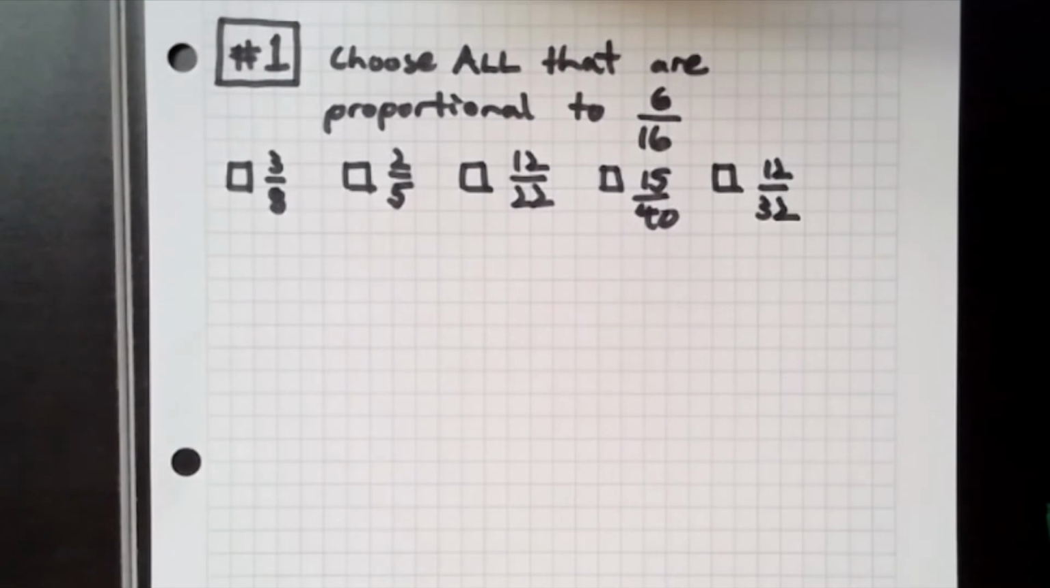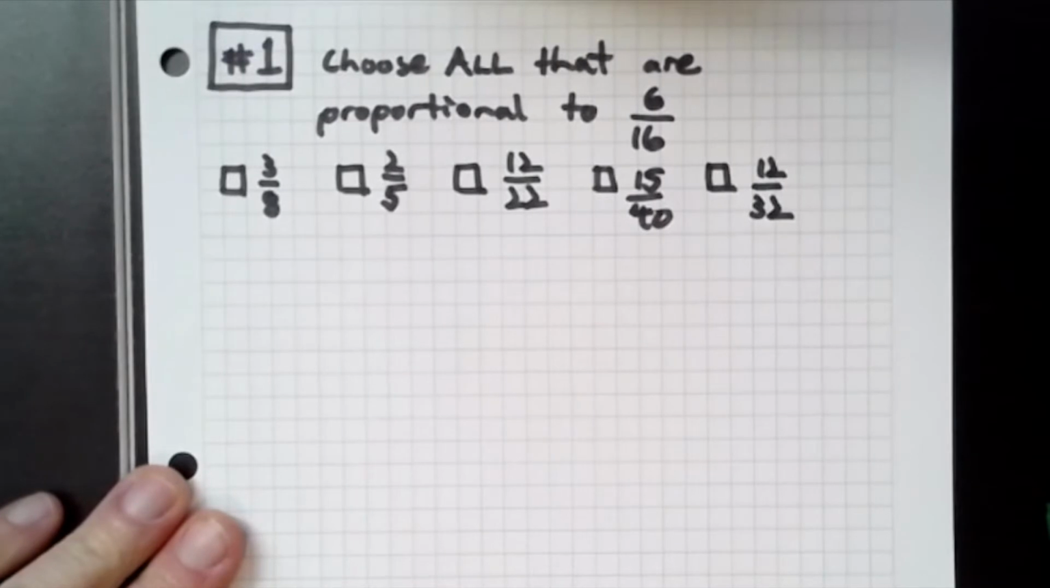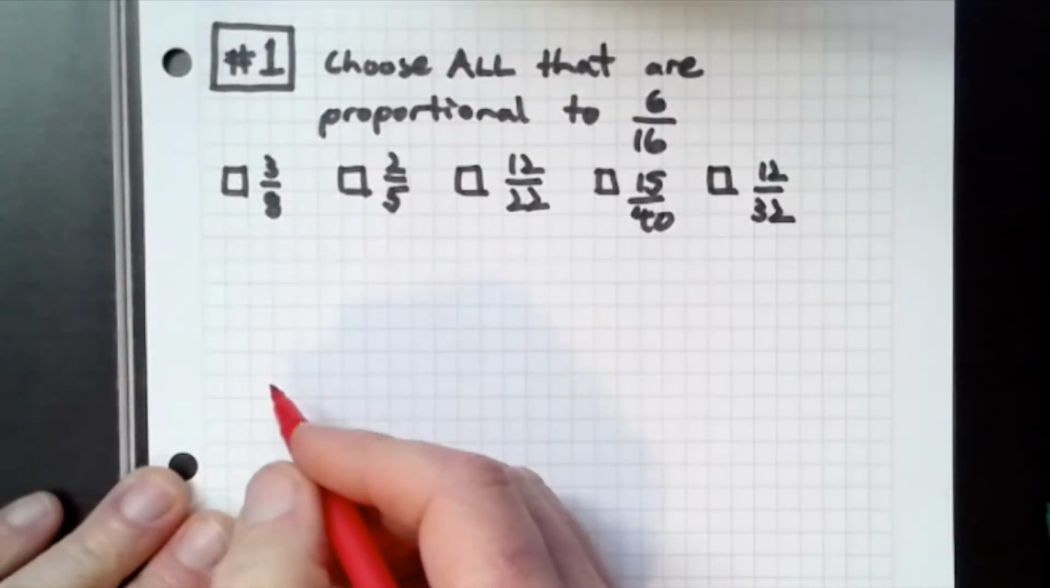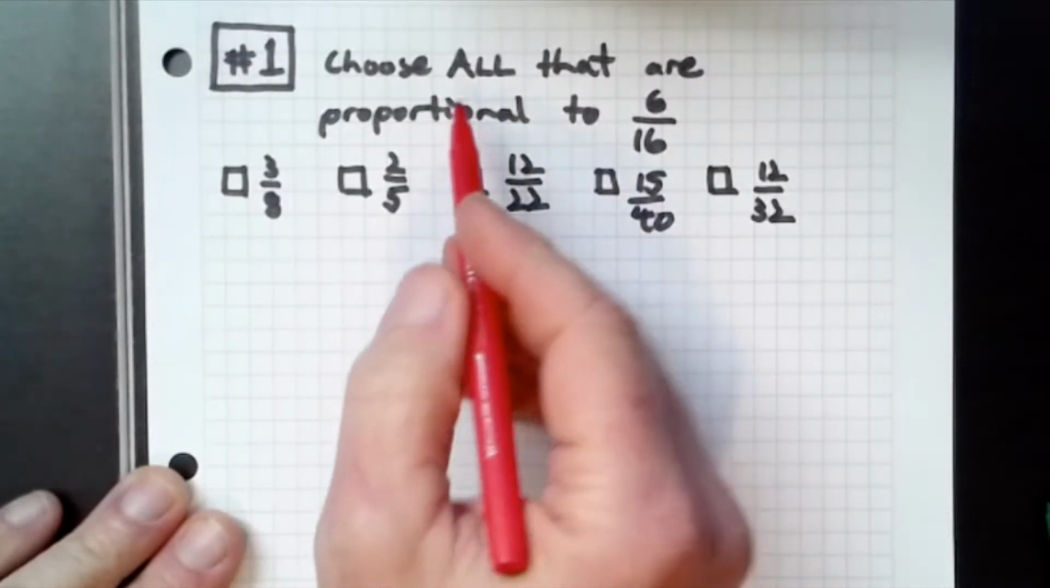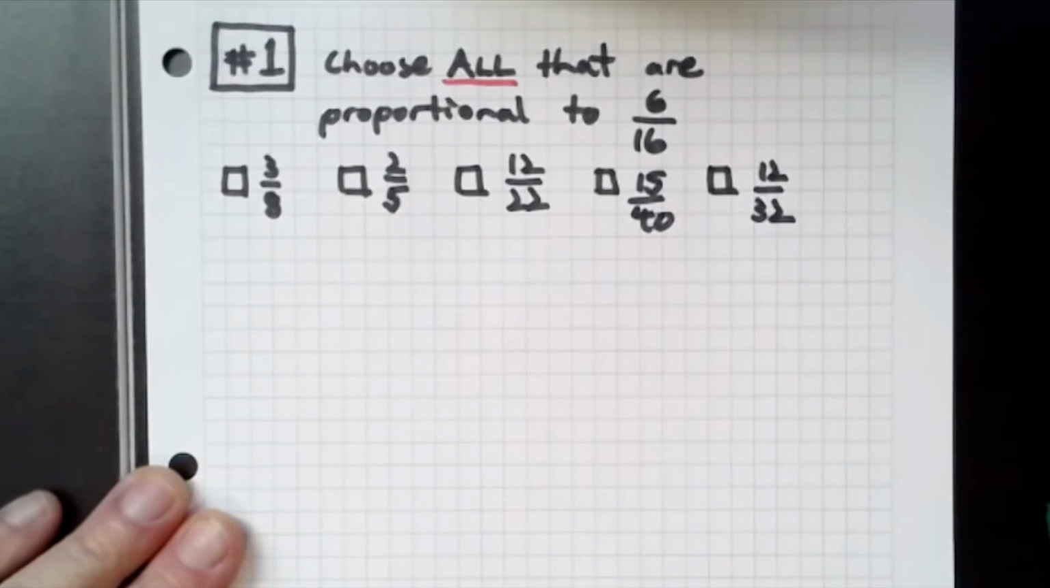All right, here we go with video number 1 for our test review and a practice for the retake. Number 1, these are actual questions right from our first test. Useful for anybody working on these skills. Choose all that are proportional to 6/16.